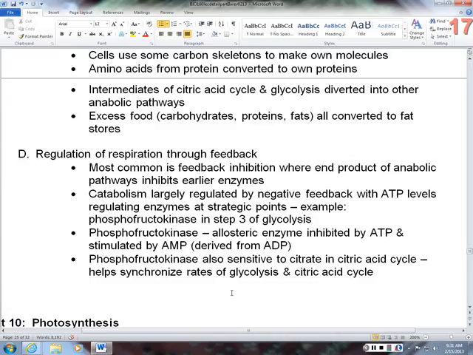If you have the citric acid cycle going too fast, a lot faster than glycolysis is, you're not going to have anything to feed into it. And likewise, if you have glycolysis going too fast, you're going to start to build up all of this pyruvate in there that you end up having to turn to lactic acid instead of letting the citric acid cycle use it.